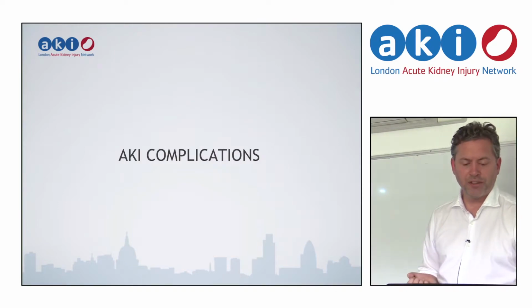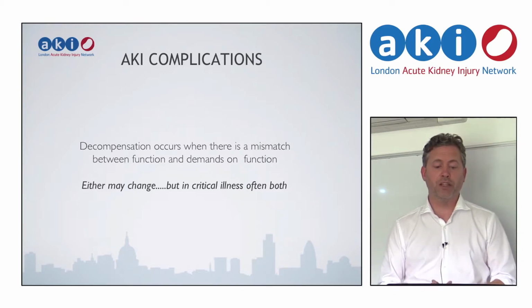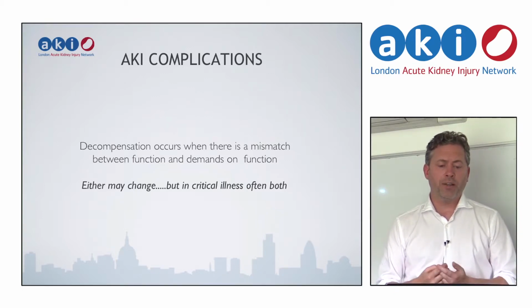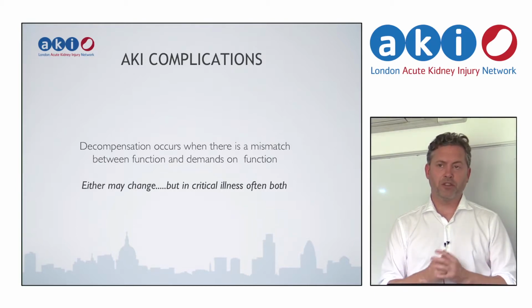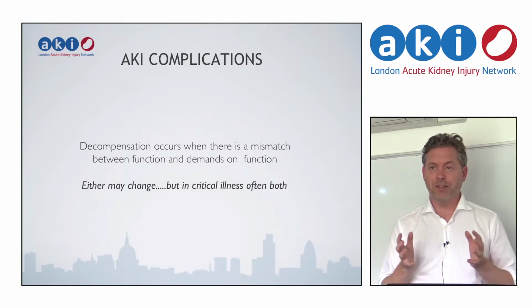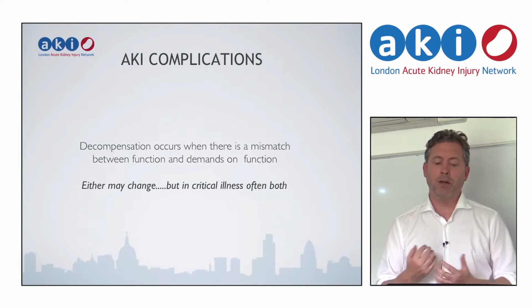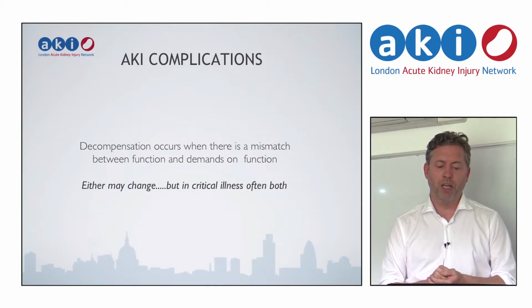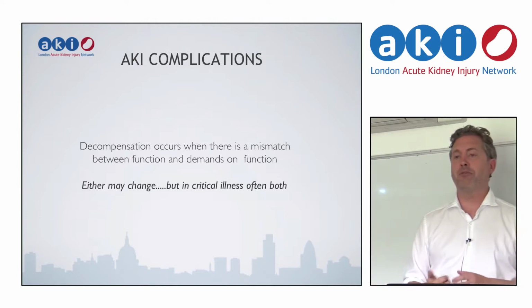So that's the causes of acute kidney injury. What about the clinical consequences, the complications? I think when complications manifest in any organ dysfunction, this does not just relate to the decline in organ function, but the demands which are being made on that organ system. So decompensation occurs when there is a mismatch between function and the demands on function.